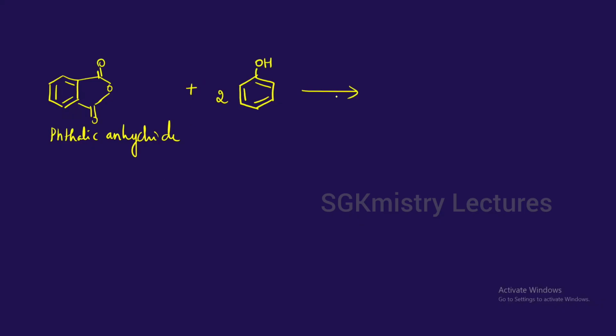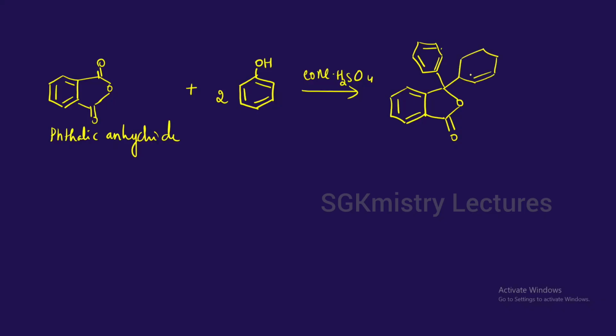So it reacts in a 1:2 proportion, in the presence of concentrated sulfuric acid. Here the double bond remains, and the phenol rings attach to the phthalic anhydride. Here we have H2O. This is in acidic conditions, and in the acidic condition the phenolphthalein is colorless.